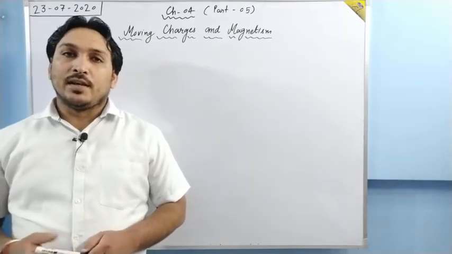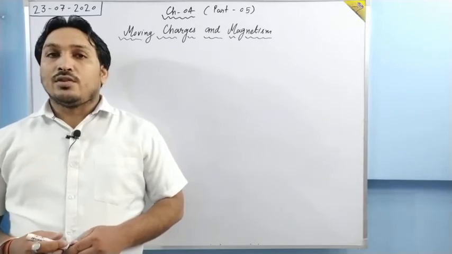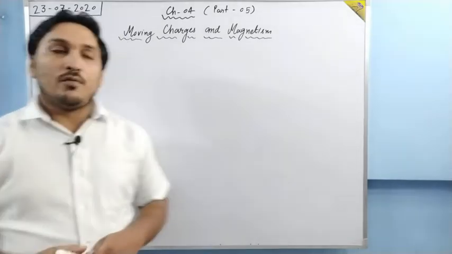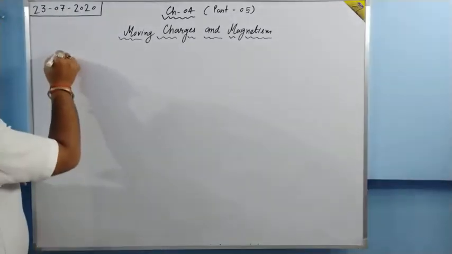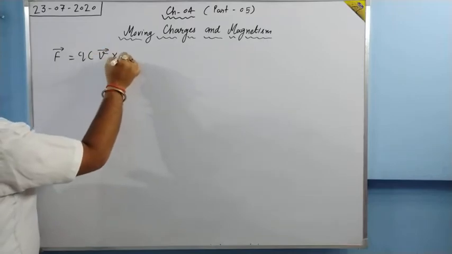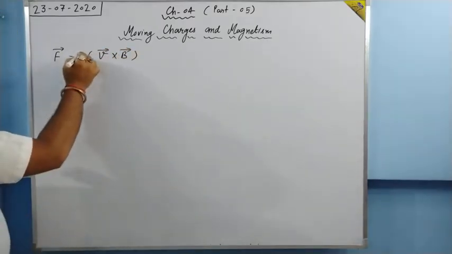Yesterday, in the last lecture, we discussed how force acts on a charge which is moving in a magnetic field. The formula we got yesterday is F vector is equal to Q V vector cross B vector. One thing was very important that I missed yesterday.